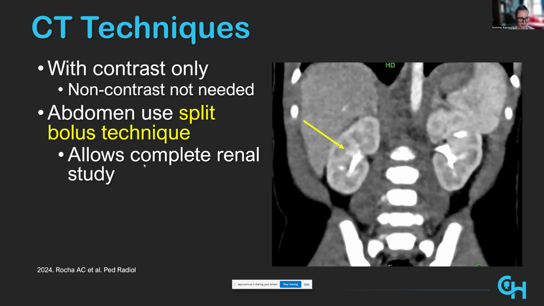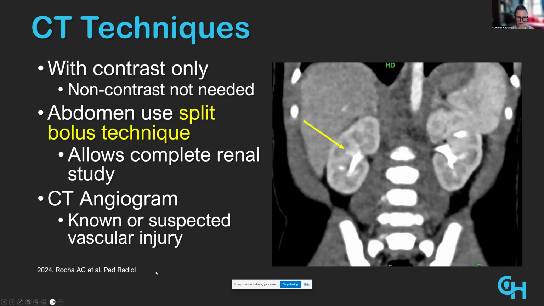What we do at CHOP, and many pediatric places do, is to split the bolus. So you can give half of your contrast, then wait about 5 minutes for it to get to the renal excretory phase, and then give the other half of the contrast and then scan. And so that gives you 2 different phases in one scan, saving a full dose of radiation. CT angiogram is typically only done when there's known or suspected vascular injury. And we see that more often as a primary scan when there's extremity trauma, or we may have to do an angiogram if there's been documented vascular injury on an earlier scan.